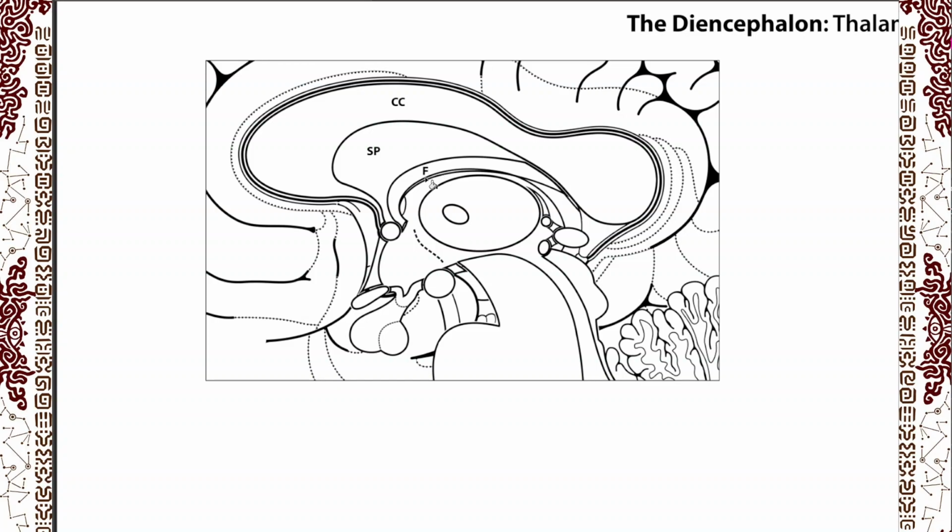Recall that the fornix originated as the fimbria in the ventromedial temporal lobe, a part of the hippocampus. Initially projecting posteromedially, the fornix wraps up and over the top of the thalamus, progresses anterosuperiorly, and eventually targets a diencephalic structure that we'll soon discuss, the mammillary body, shown here.